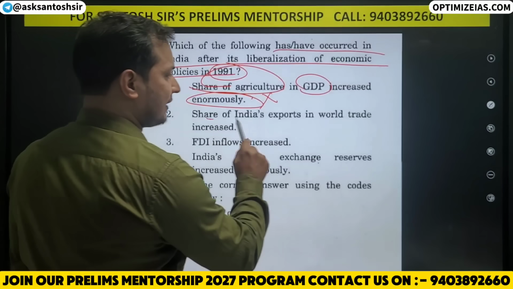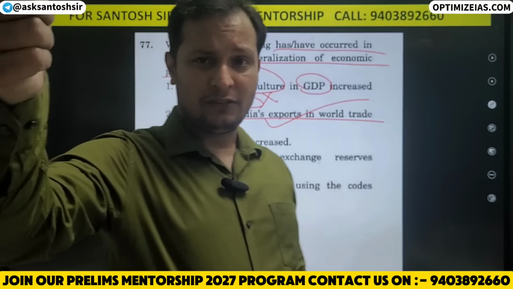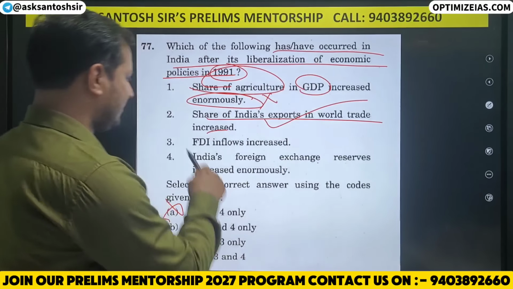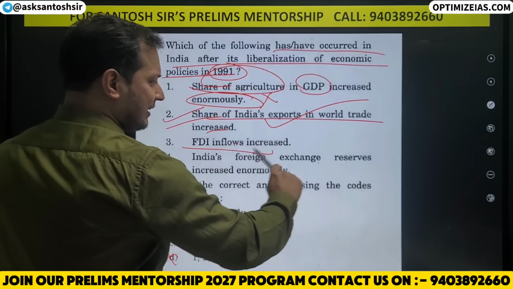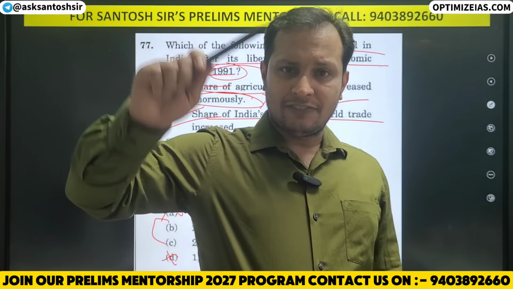Now, the share of India's export in the world has increased. Yes, because we opened the economy, so the share of exports has increased. This is logical. FDI has increased. Obviously, when we opened our economy, we increased the FDI limits, and therefore FDI has increased. Now, statement 4 is very interesting.